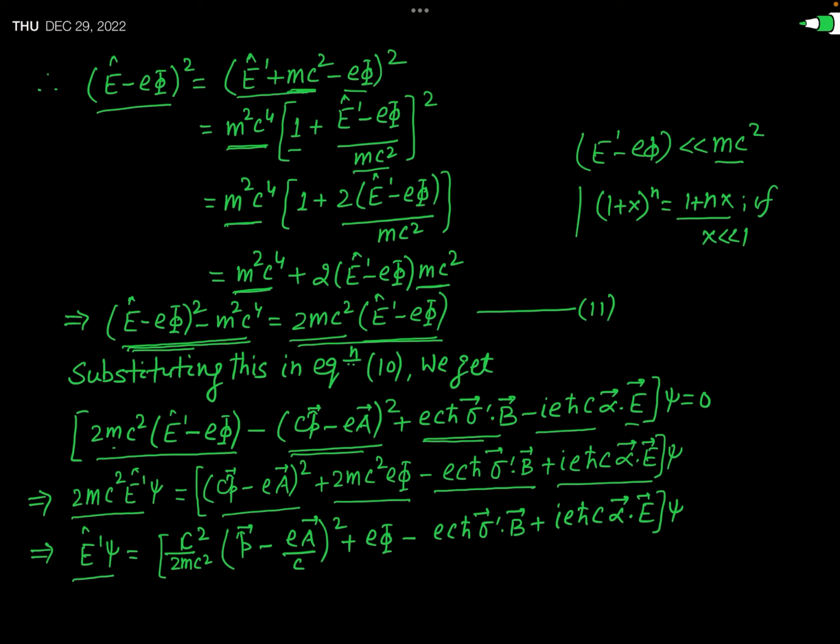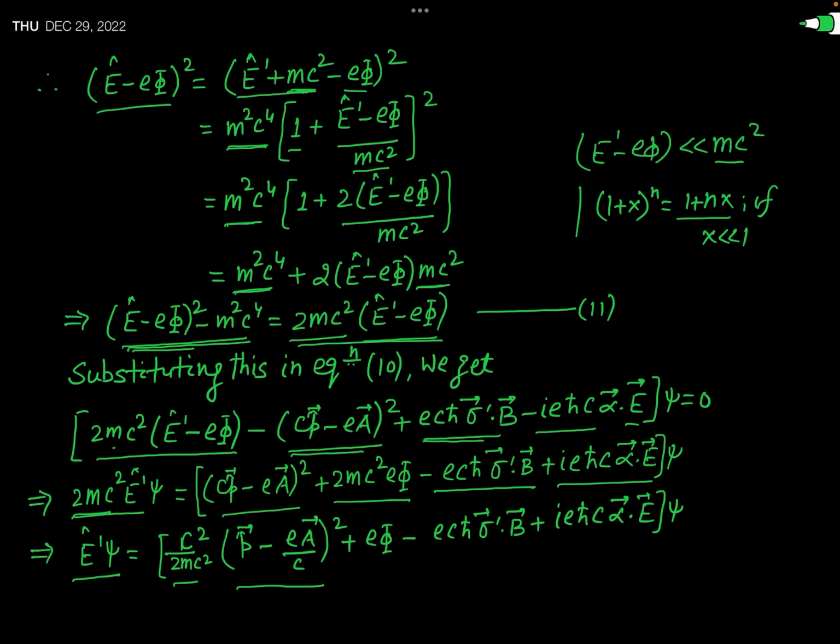Now, what will be this E dash psi? So we will divide the RHS of this equation by this 2mc square. In this first term, take this c as a common factor. Since there is a square, when you write it outside of the bracket, this will be c square. So c square over 2mc square into p minus Ea divided by c, because c is not present in this term Ea.